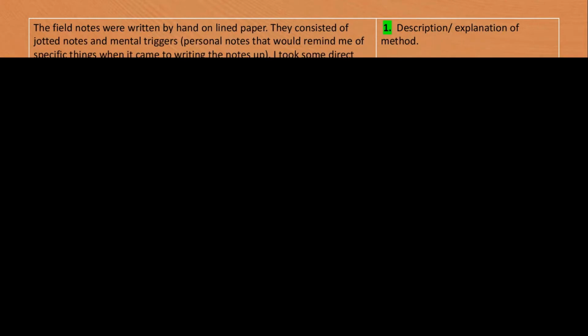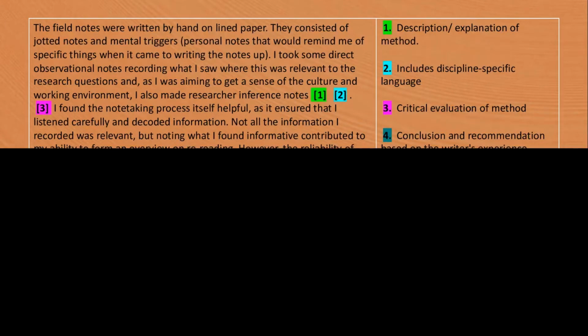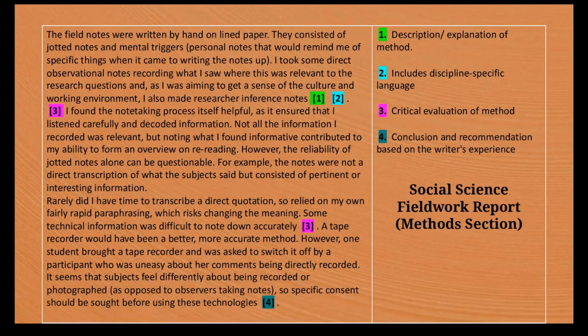And this is an example of reflective writing in social science, specifically in the method section of a fieldwork report. I suggest that when you download the presentation, you read it reflectively and determine the validity of each of the points colored. Okay, so you look for the description or the explanation of a method, and you reflect upon why is that a description, why it includes discipline-specific language, why there is critical evaluation of method there, and why there is a conclusion and recommendation that is based on the writer experience.